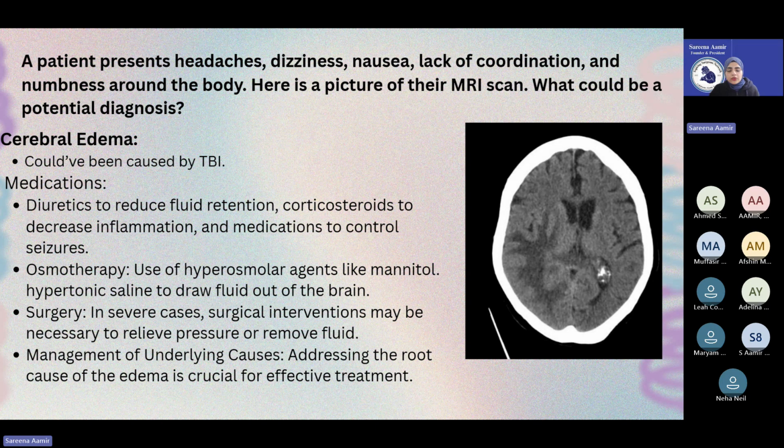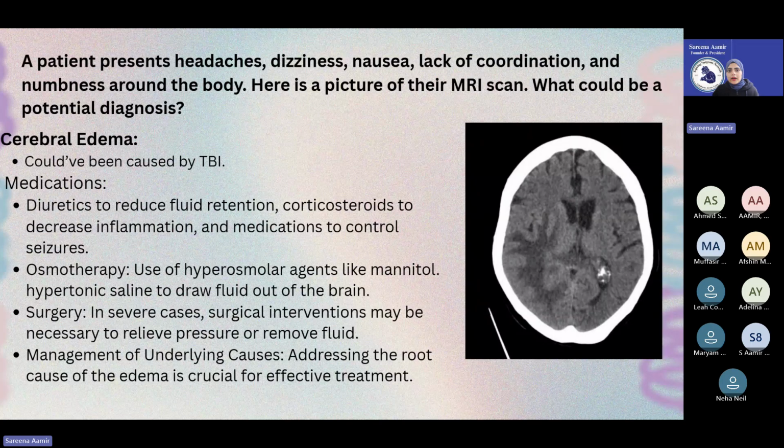Then surgical intervention could also be used in severe cases. As I said, it can help to release pressure or remove fluid. And it can also be used for management of underlying causes. Addressing the root cause of edema is crucial for effective treatment because all of these treatments are there for different sorts of situations of when a patient may have a cerebral edema.